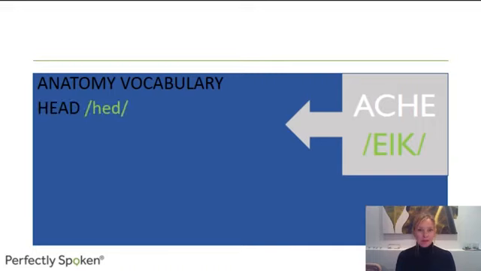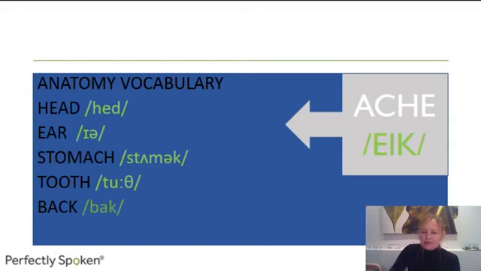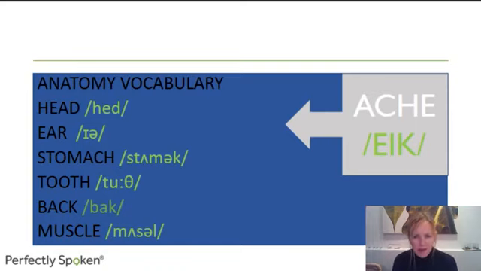So we've got headache, earache, stomachache, toothache, backache, and muscle ache. Muscle ache. So those are all the different types of aches you can have. So I hope you don't have a headache today, or earache, or stomachache, or toothache. All right.